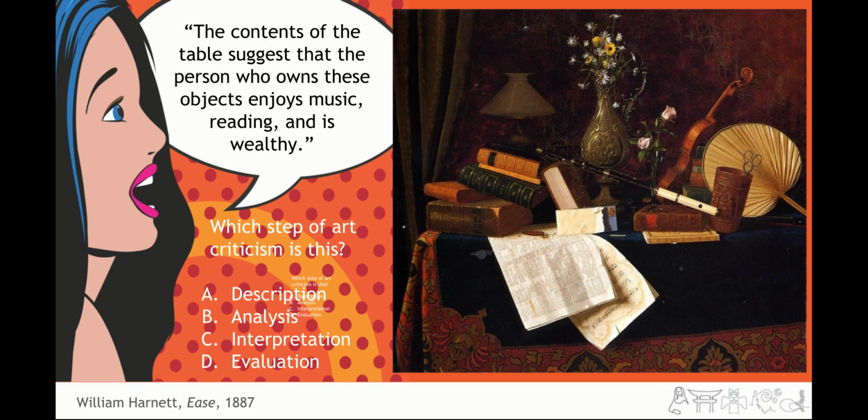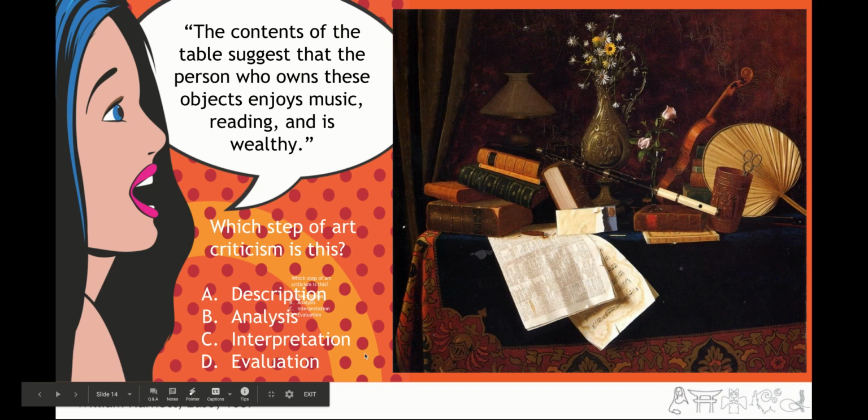The contents of the table suggest that the person who owns these objects enjoys music, reading, and is wealthy. Which step of art criticism is this? Description, analysis, interpretation, or evaluation? Here we're interpreting the meaning of the artwork. We're wondering why all this stuff is put together and thinking, well, probably it's because this person enjoys these things. That's why this still life was created for this person. So we're interpreting the meaning of the artwork.